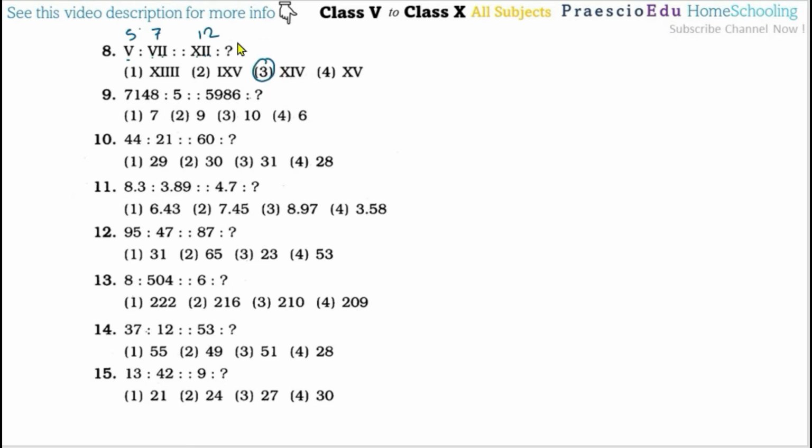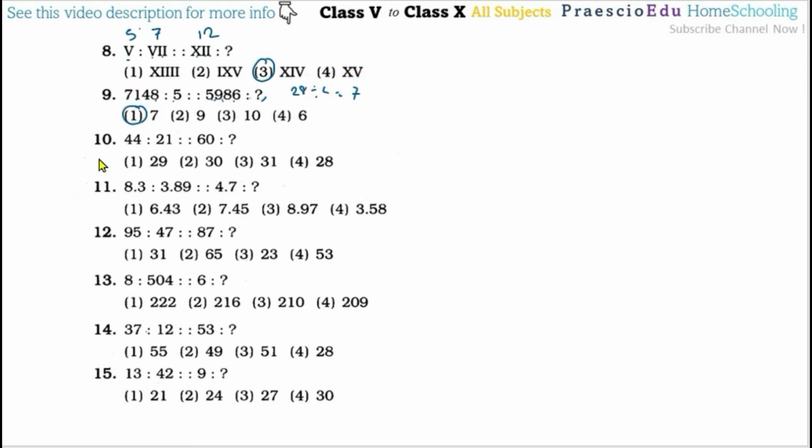Now question number 9, 7148, then 5, then 5986, and then question mark. So here if you add all the digits, means 7 plus 1 plus 4 plus 8, we are getting the 20, and divided by the 4 means 5. So likewise we have to do the same addition of all the digits. So that is a 28, and then divided by the 4, so that's a 7. 7 is given in option number 1.